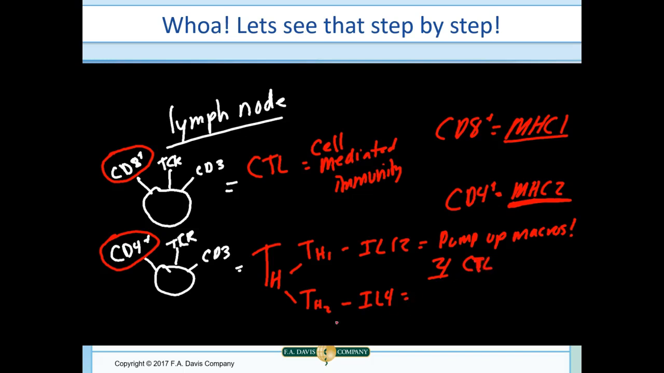All right, so then we've got this T helper type 2. What this is going to do is it's going to help B cells. They're going to help B cells. And what they're going to do is B cells make antibodies. So the T helper type 2 cells are going to help the B cells make antibodies. So you're going to have a stronger humoral response.